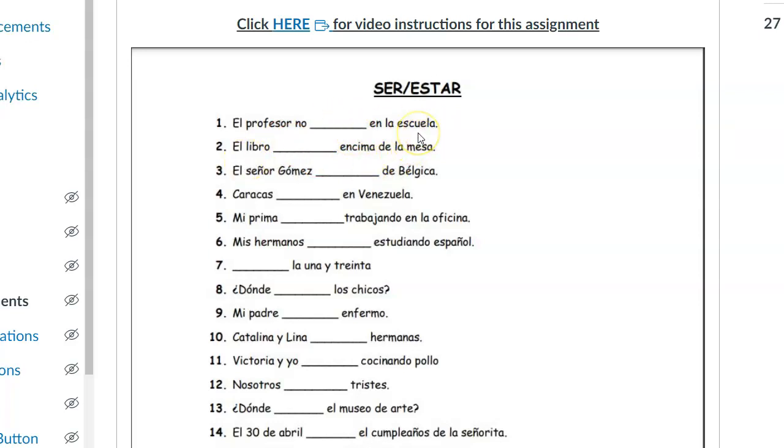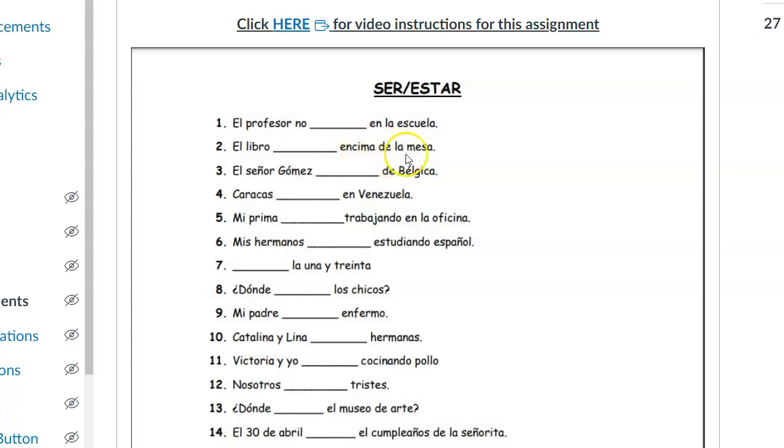So escuela is referencing location. That's why we use the verb estar. The third person singular form of estar would be está. Here's your answer. El profesor no está en la escuela. El libro blank encima de la mesa. This is an example of position. Encima de means on top of.